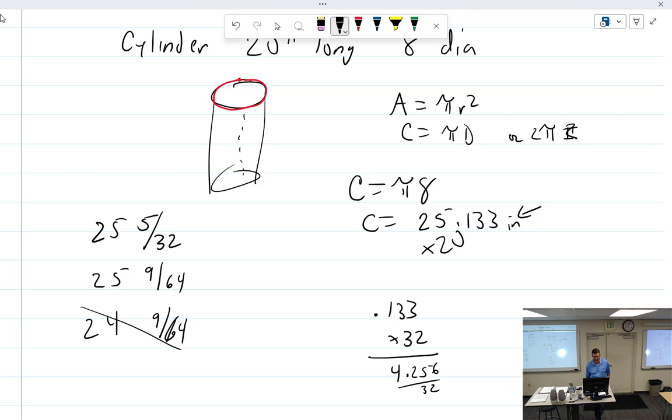4.256 32nds, or times 64, 8.512 64ths. Let me see. Is this more or less? Less. So it's going to be 2. But this one is also less, but that would be a round down versus the 8.5, where you could technically argue round up. You can't really round when you're working with sheet metal.